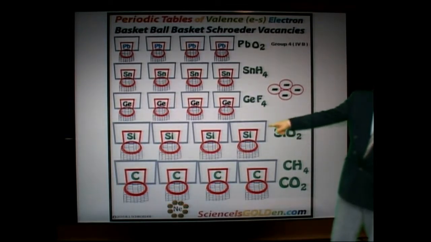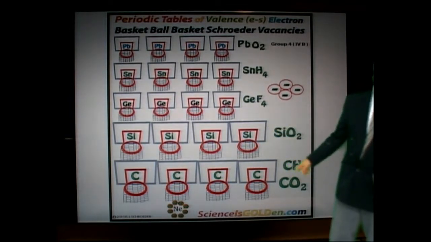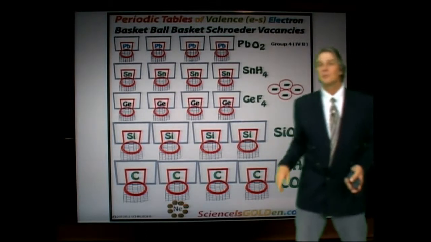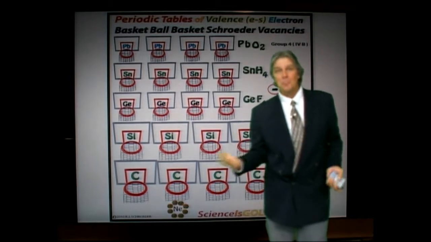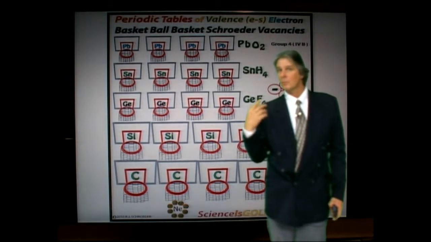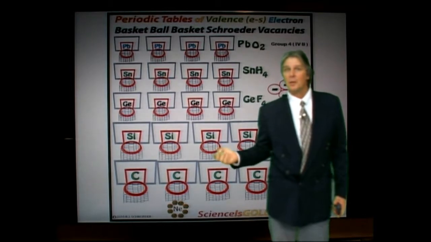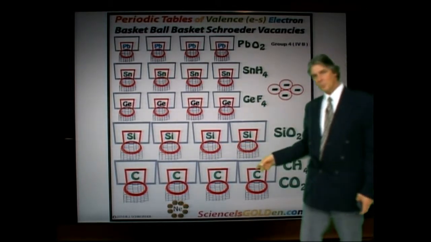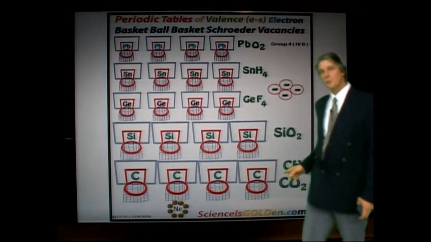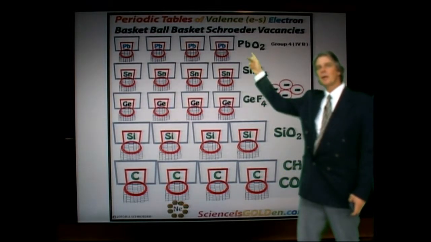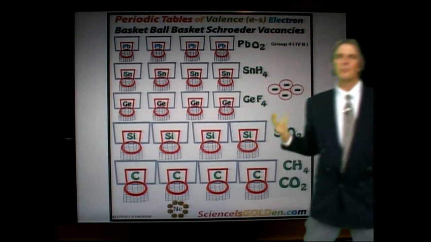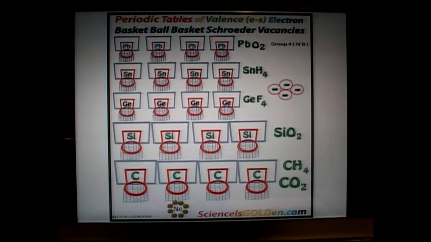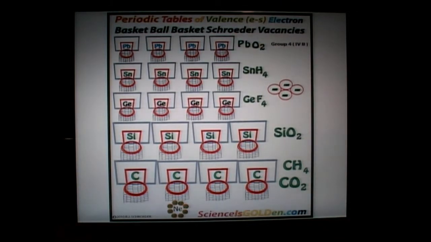SiO2, silicon is in the same group as carbon. So CO2, SiO2, silicon dioxide. That's quartz, sand. The most abundant element on the beach is going to be silicon. The most abundant that we breathe, CO2 for photosynthesis. See the similarity here? And then lead oxide. These are all 4 bonds, 4 baskets. It's almost a no-brainer, isn't it?